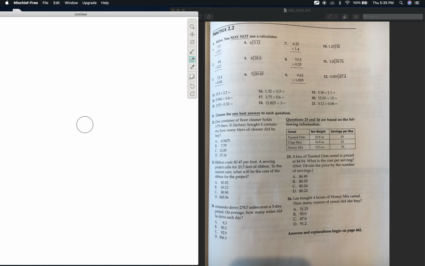Now let's get down to the story problems, which are always fun. Usually a little bit harder as well. Fortunately, they haven't gotten too terribly difficult yet.